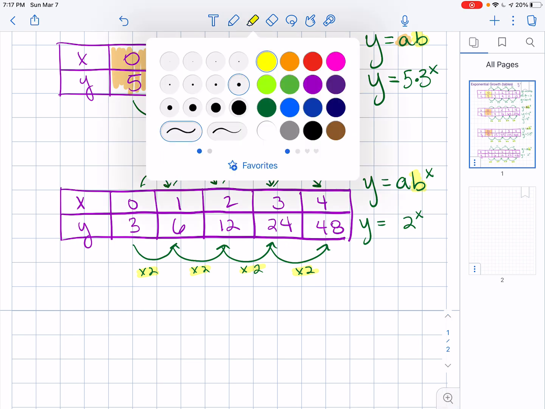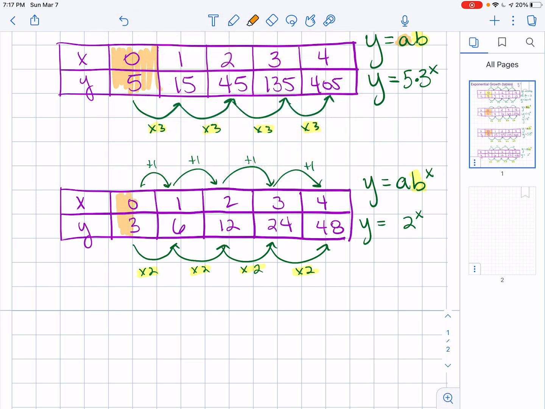I go into my table and I say, okay, when x is 0, what is y? It was 3, so I'm going to substitute in a 3 there, so I have 3 times 2 to the power of x. And again, if you want to check that, you can go across your table and try some values. So when x is 2, 2 squared is 4, 4 times 3 is 12. That works. If I go to where x is 3, 2 to the third power is 8, 8 times 3 is 24, and I can see that that works as well.